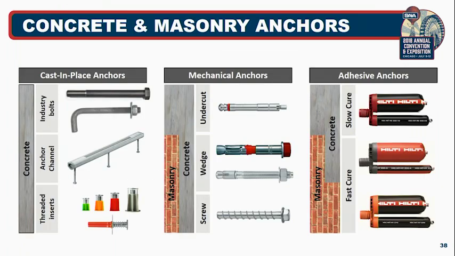Anchor selection. So there's a whole slew of different types of anchor products out in the market right now. We can break them down into cast-in-place anchors, mechanical anchors, and adhesive anchors. And basically what you've got is anchors like headed studs and J-bolts. These are cast-in-place anchors. Anchor channel systems, which maybe will give you a little bit more adjustability once the anchor has been installed. Threaded inserts that can be installed. These are primarily for concrete.